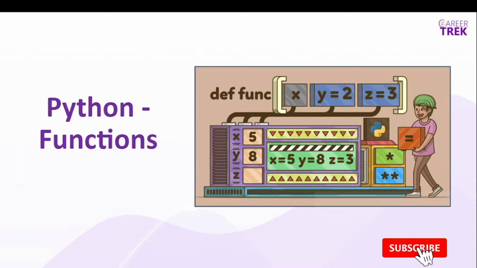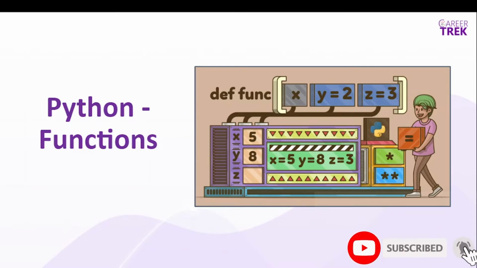So functions, as we know, are a block of organized reusable code that is used to perform a single related action. If we consider a scenario in which we have a large program, we can divide that program into smaller pieces of code such that each part is capable of performing an individual function. This is achieved by using functions in our program.